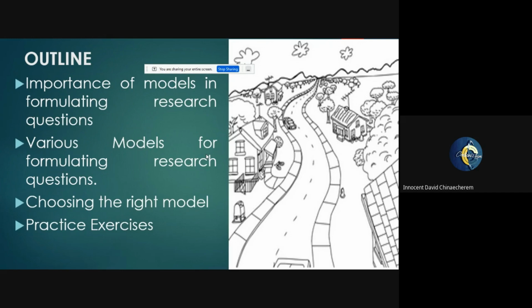And it becomes a problem because you now begin to say, prostate cancer on what? Prostate cancer among who? Prostate cancer to who? When? Why? And those questions arise because of lack of a framework in formulating your research question.